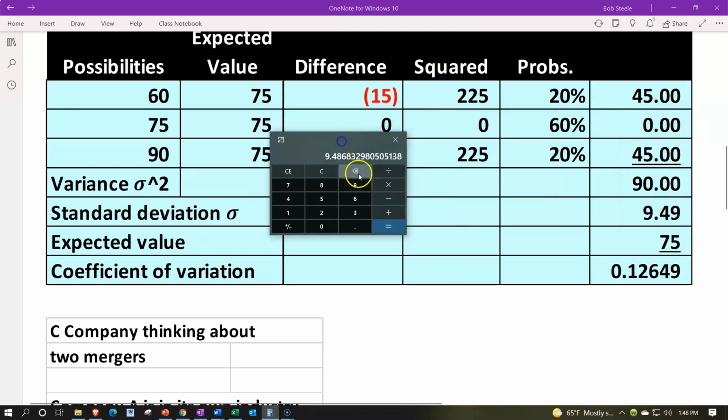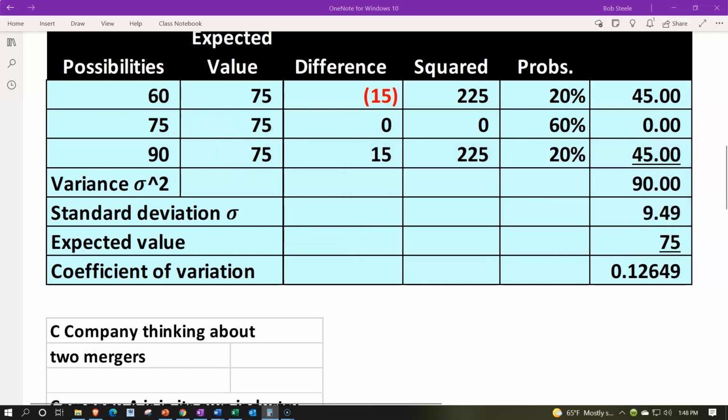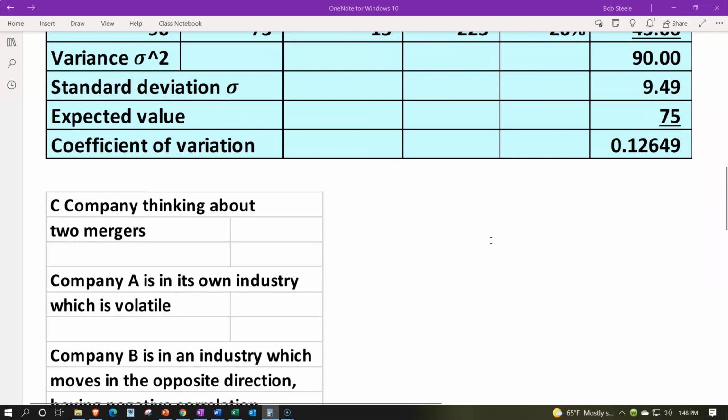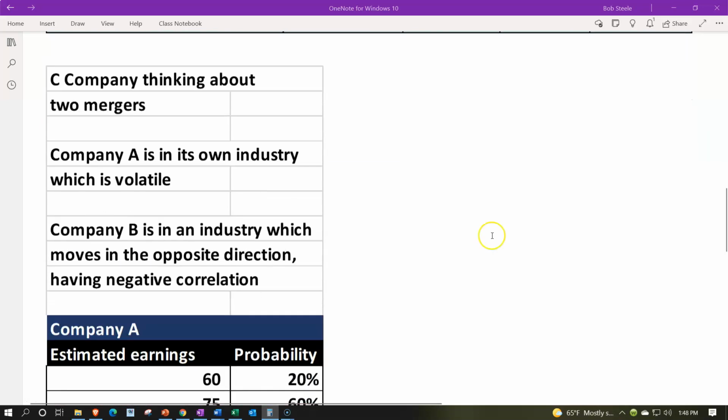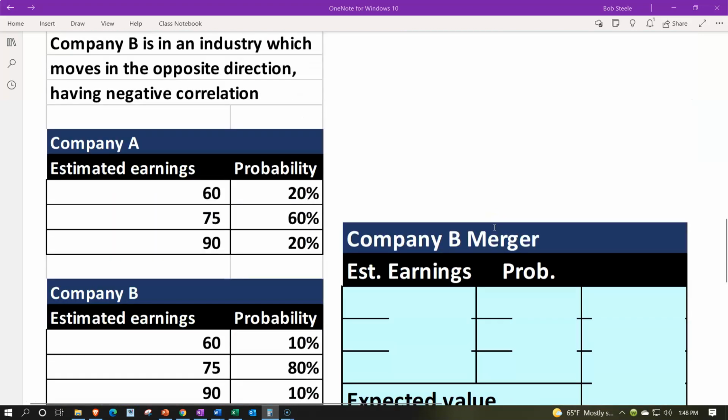We're going to take that standard deviation and divide it by 70, giving us 0.12649, and so on. That'll give us our coefficient of variation, which will make sense when we compare it to another item, which we'll do shortly, to see whichever one is lower. That would give us the less spread that we would expect and the less risk we would expect.